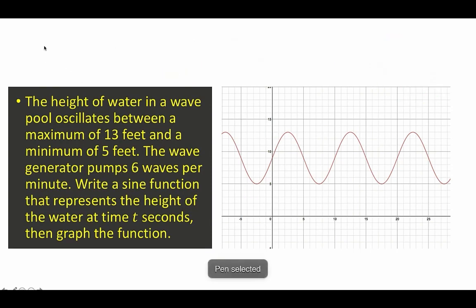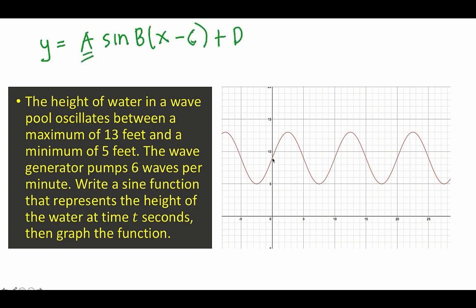The graph of the sine function is in the form f of x or y equals a sine b x. Let's determine what a is. So the midline here is at 9. The length from here going to the highest point is 13 minus 9, which is 4. From this point going to the lowest point 5 is also 4 units. So that means our a is 4.